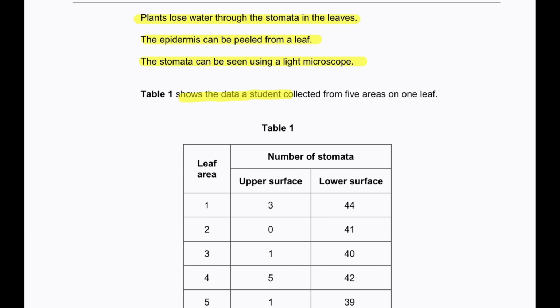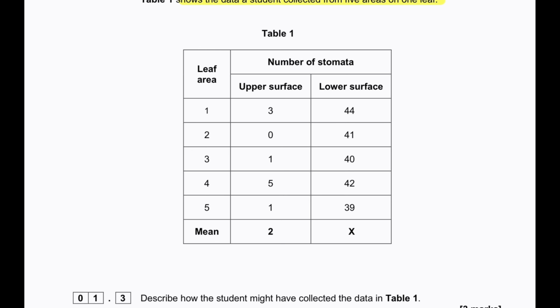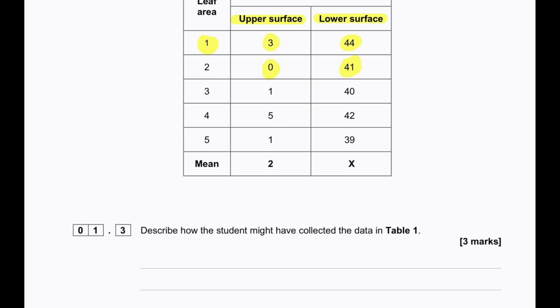Table 1 shows the data a student collected from 5 areas of one leaf. We can see the upper surface and the number of stomata are given. For leaf 1, it is 3, and the lower surface it is 44. We can see the lower surface has more stomata. For leaf 2, there are no stomata on the upper surface, but the lower surface has 41 stomata. And then the student repeats the process and calculates the average number of stomata for the upper surface and finds it to be 2, and the lower surface is not done, so we'll have to do it.